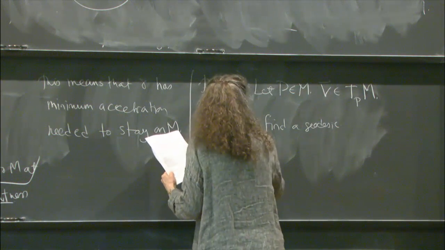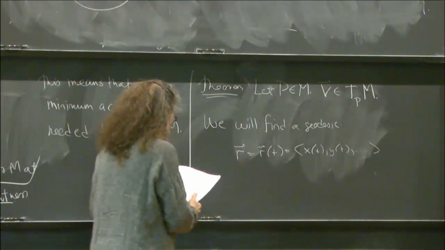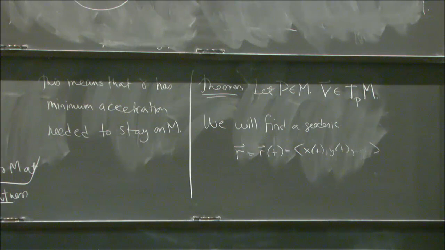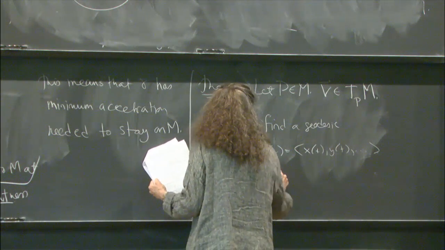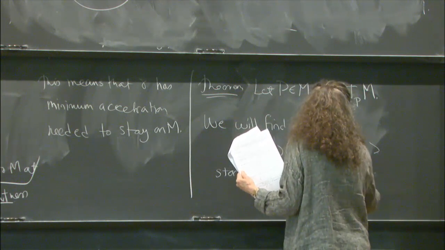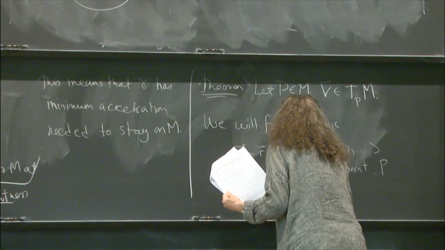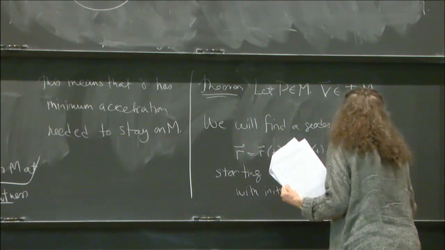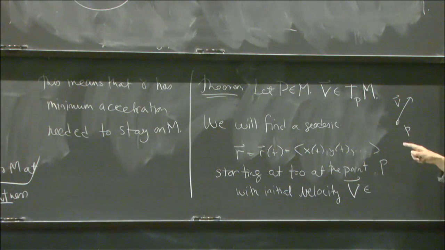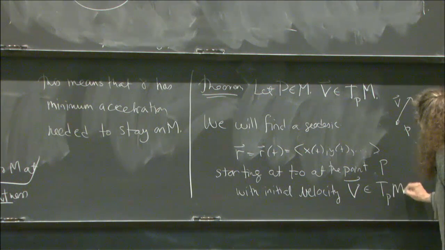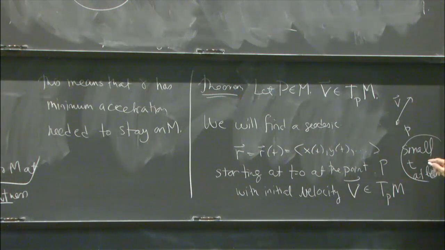So R equals R of t. It's going to be x of t, y of t, more if we have higher dimensions. We want to find it starting at time t equals 0 at the point P with initial velocity V. So V is a tangent vector. We have a point and a vector, and we want to show that there's a geodesic that starts at this point in this direction, at least for small times t. Whether you can continue that or not, we can discuss later.